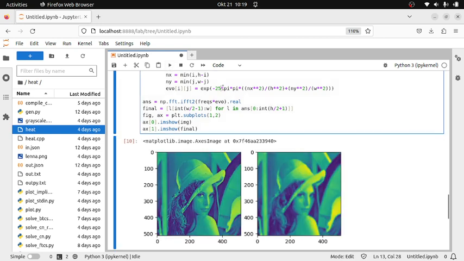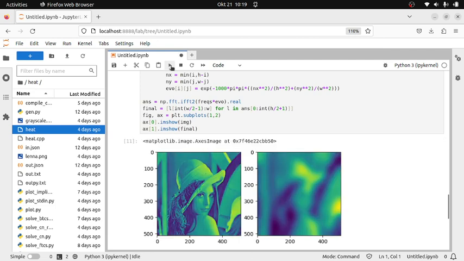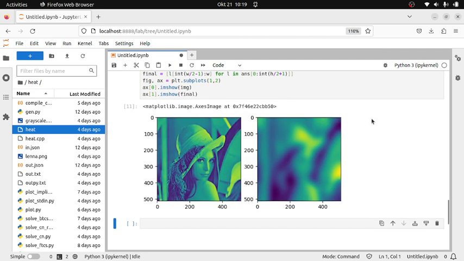And well, if we put a crazy high value like 1000, yeah, you see that the image is just pretty much gone, right?